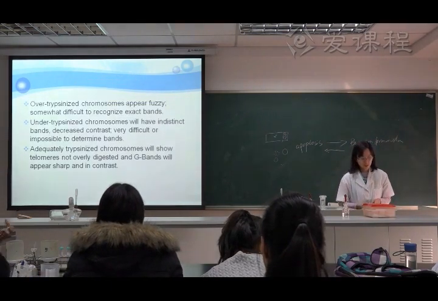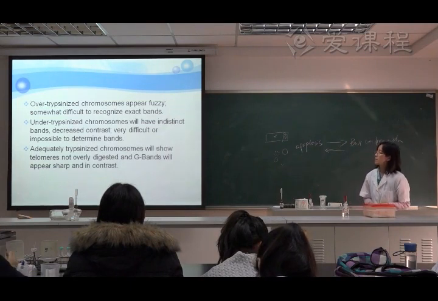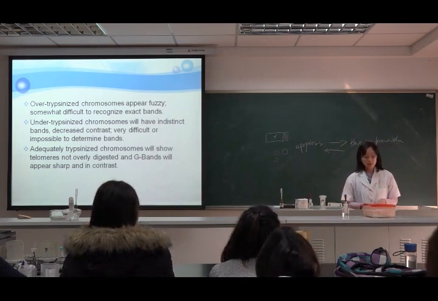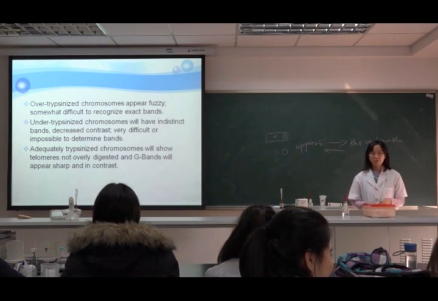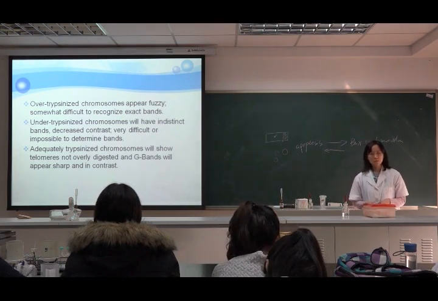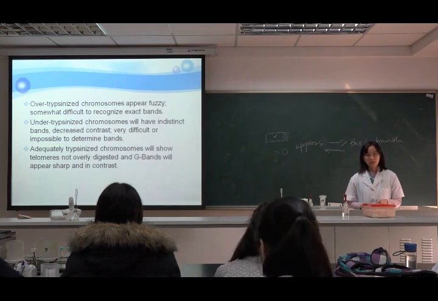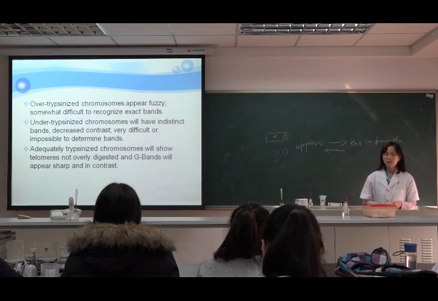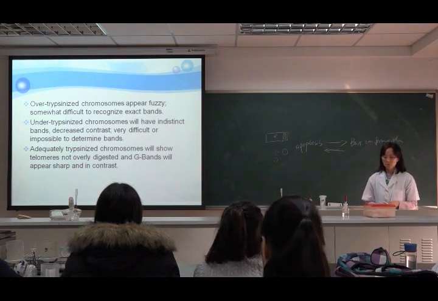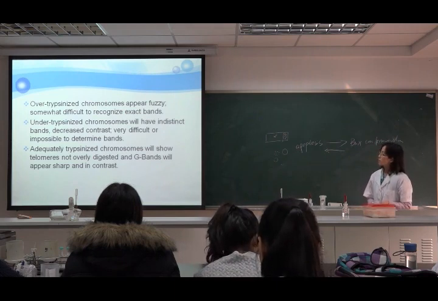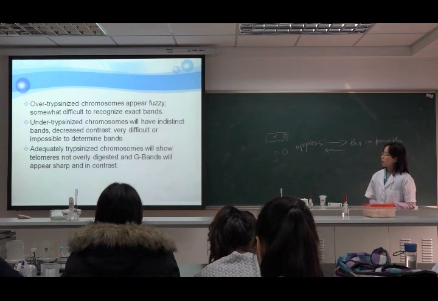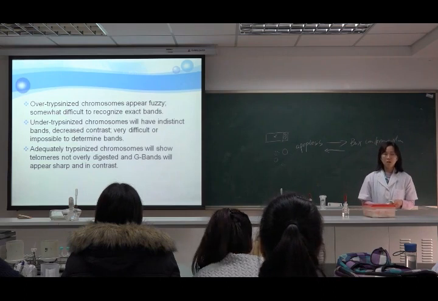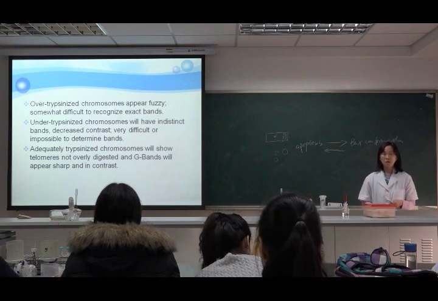There is something to mention about the trypsinization time. If the time is long, that means over-trypsinized. Over-trypsinized chromosomes appear fuzzy, and then it is difficult to recognize the exact bands. If the time is shorter, that means under-trypsinized chromosomes, which will have indistinct bands, poor contrast, and it is very difficult or impossible to determine the bands. That means a long or short time will influence the bands.